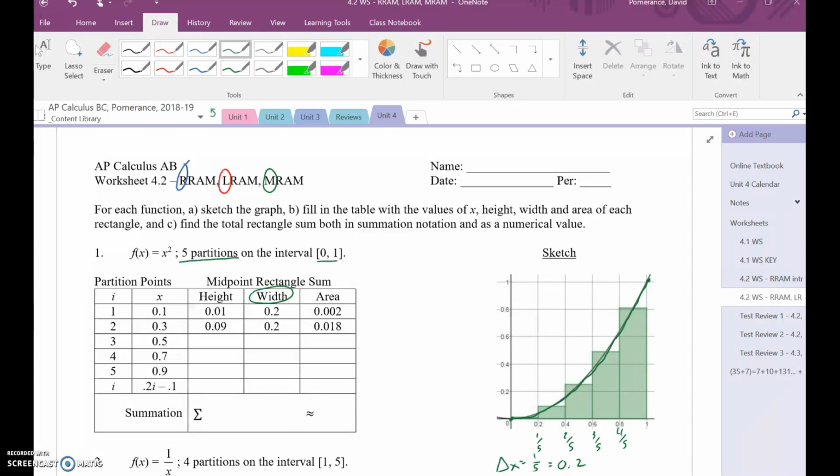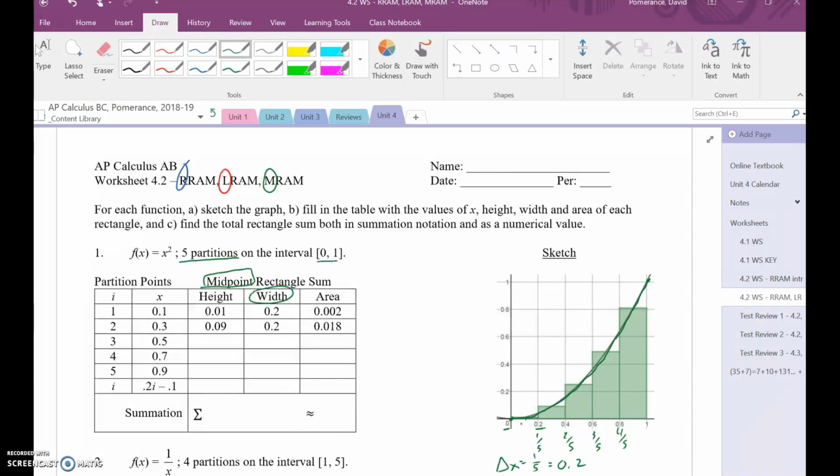So we are going to look at the fact that we're using the midpoint rectangle sum in this problem to say, okay, well, for each one of these rectangles, we're going to look at the little sub-interval, like, for example, from 0 to 0.2. We're going to look at the midpoint of that sub-interval. So the midpoint between 0 and 0.2 is 0.1. So that value of 0.1 is going to be the value we're going to use to find the height of our rectangle.